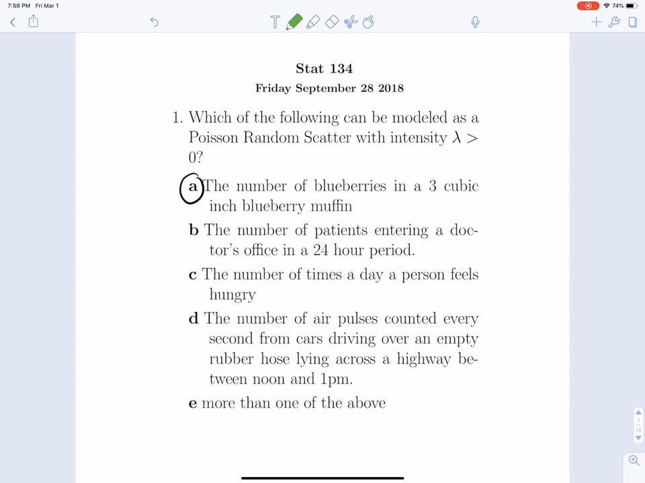The number of patients entering a doctor's office in a 24-hour period wouldn't, because lambda isn't constant here, right? You would expect a higher rate of patients entering in the middle of the day than in the middle of the night. The number of times a day a person feels hungry is clustered around traditional meal times.